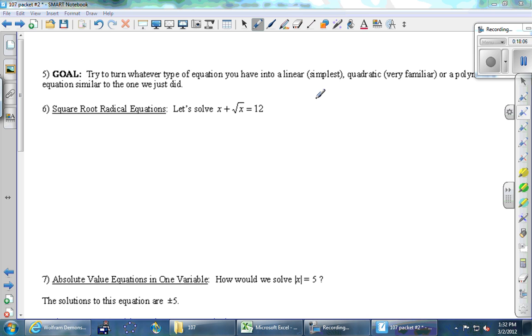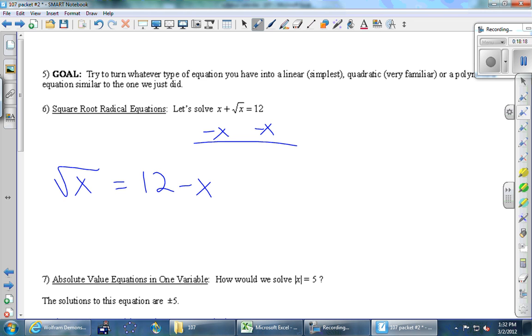So Taylor says, let's get that radical by itself. We'll go ahead and subtract x from both sides first. So we're left with square root of x equals 12 minus x. Now squaring both sides is a good thing to do. It's still legal, but the nice thing is that squaring the left-hand side has the desired effect. It just gets rid of the radical.